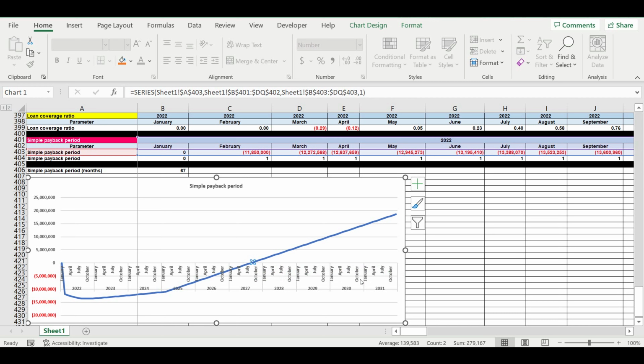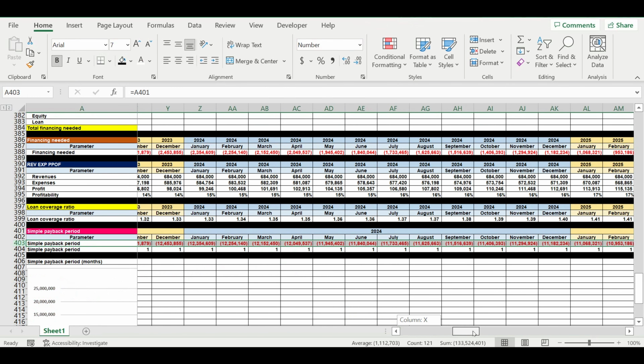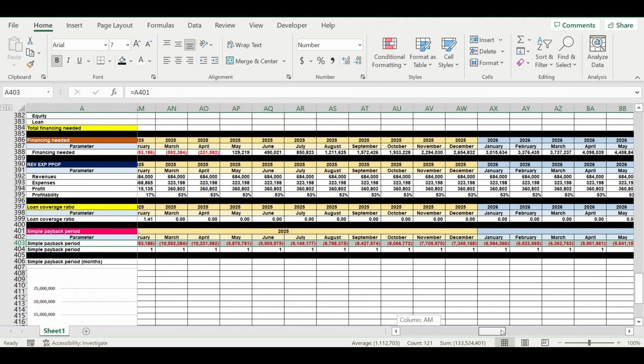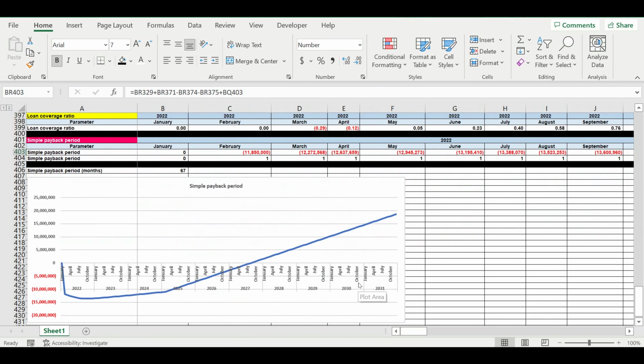So if we go to this line, we are just searching for September 27. Yeah, September 27. It is the moment of the simple payback period. So now you know how to read this diagram in the right way.